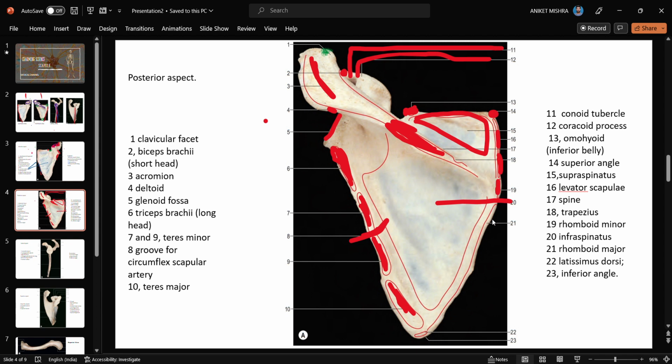The 21st is the rhomboid major, and the 22nd is the latissimus dorsi, and 23rd is the inferior angle of the scapula.